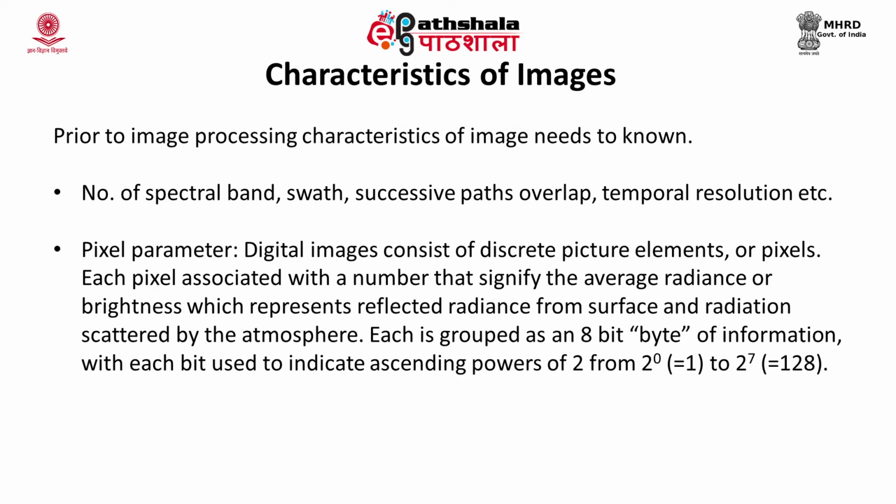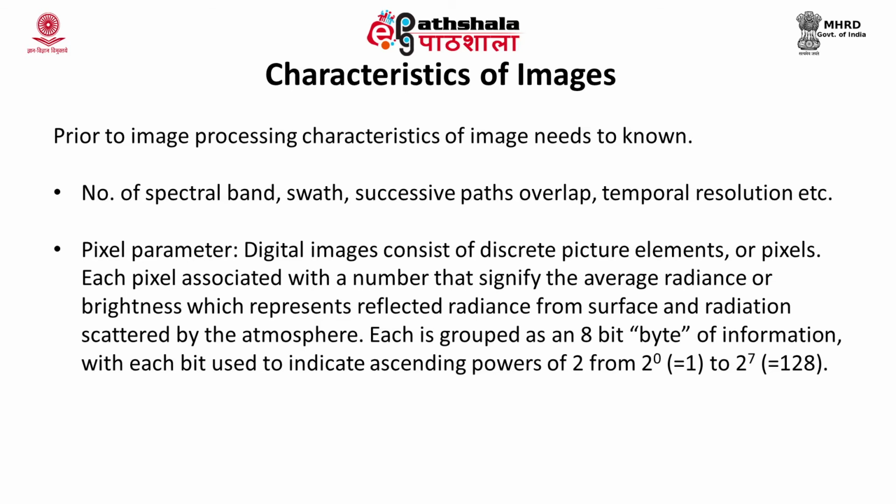Another important parameter we should know is the pixel parameter. The digital image consists of discrete picture elements or pixels. Each pixel is associated with a number that signifies the average radiance or brightness, which represents reflected radiance from the surface and radiation scattered by the atmosphere. Both information will be present. Each pixel is grouped as an 8-bit, that is, a byte of information, with each bit used to indicate ascending power of 2 from 2 to the power 0 to 2 to the power 7.